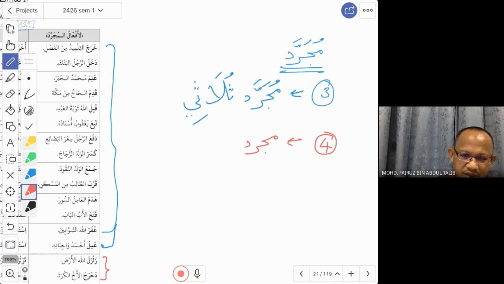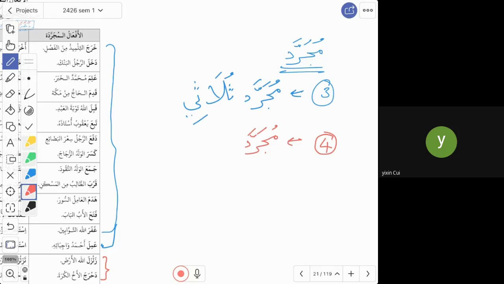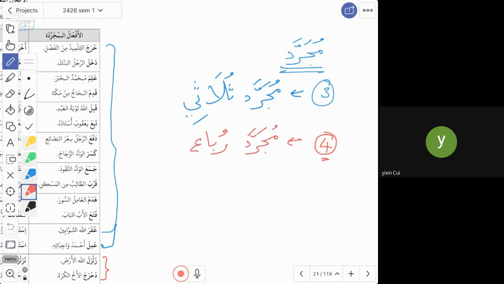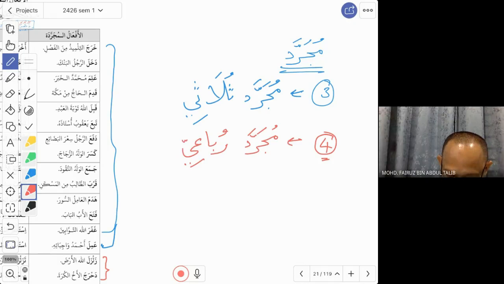Dal, ha, no. They all are the root word. But how many letters? 4 letters. So we call it mujarrad. What do we call it in the video? 4-letter fi'il rubai. Okay, so this is just a term. Mujarrad sulasi and mujarrad rubai. So as long as you know what is mujarrad and what is sulasi, done, no problem.